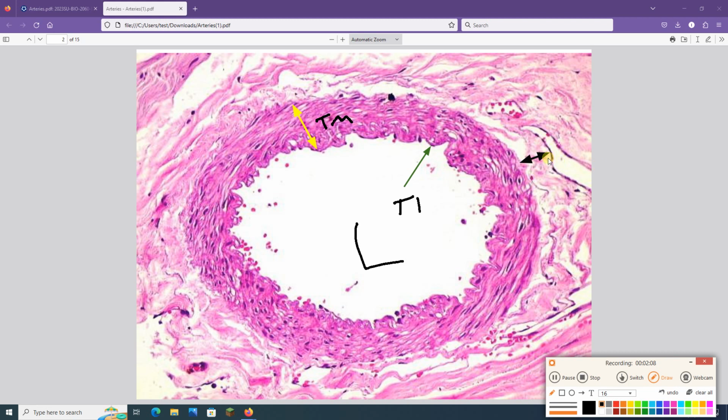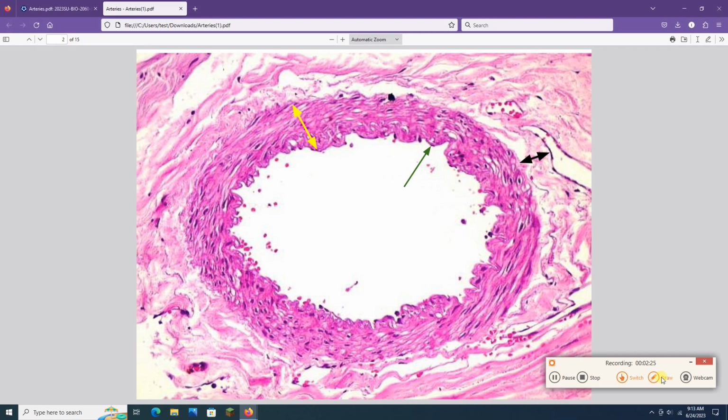Then on the outside, we've got the tunica externa or adventitia. And that's the connective tissue that is going to bind the artery to neighboring blood vessels, nerves, etc. Okay, cool. So let's look at one more histological slide.